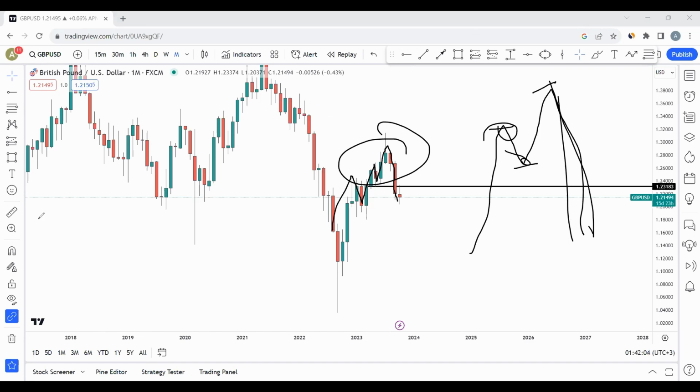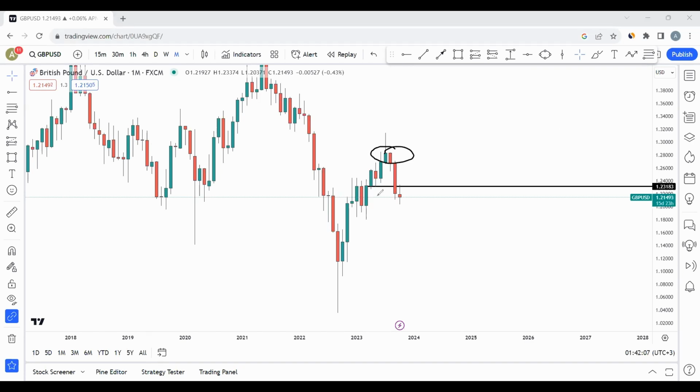Those who use candlestick patterns, you can also see this was a tweezer top, right? When bodies are the same, meaning that the pressure is equal, then you want to see the next candle here. That's what I was waiting for last month. I spoke about it here. So the direction for me is bearish, unless otherwise.